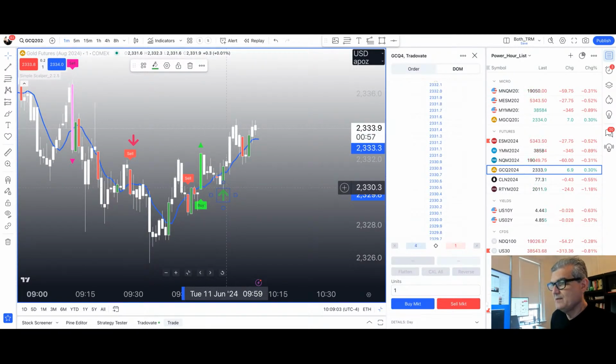Go to the bank. Trading on TradingView is dope. Yeah, I agree. Trust me.